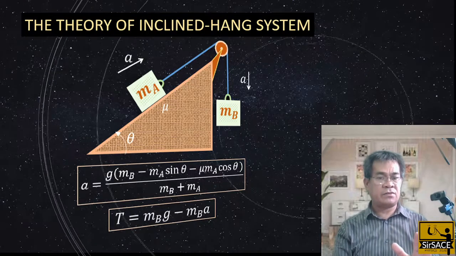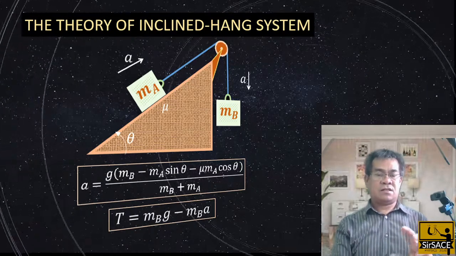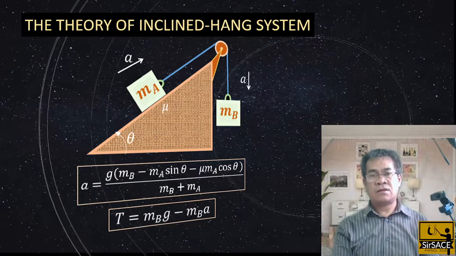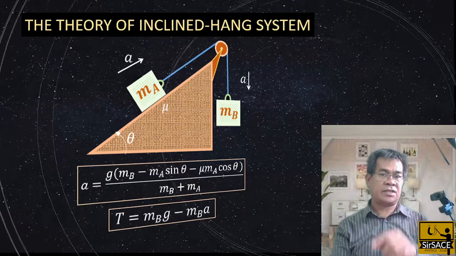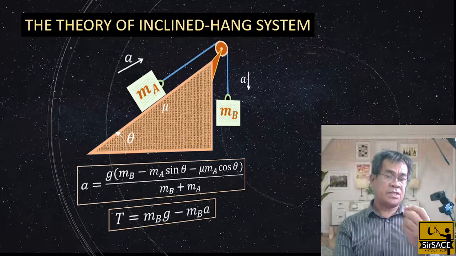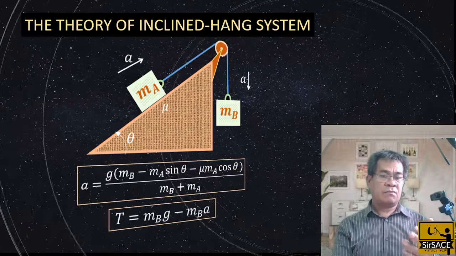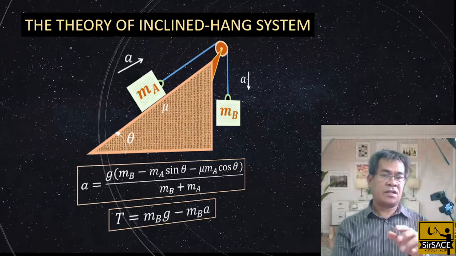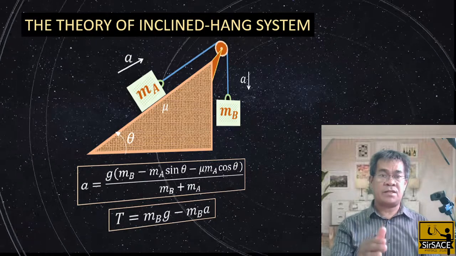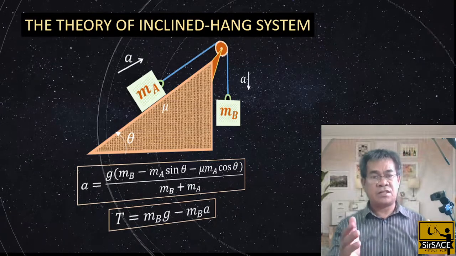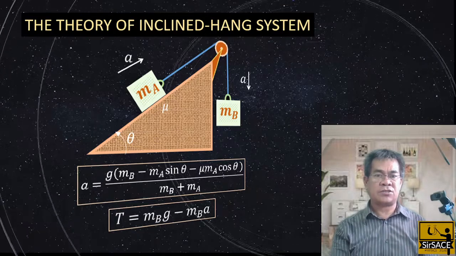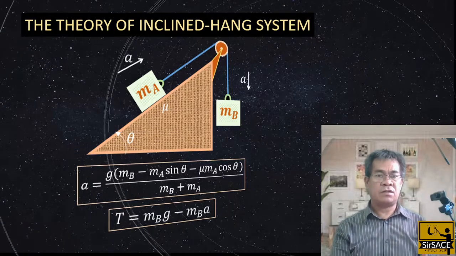We also derived the theoretical relationship for the tension in the cord. Remember that we have the string, or the cord, connected to the two objects, and it passes through a frictionless pulley. The theoretical tension can be calculated by multiplying the mass of the hanging object times the Earth's gravitational acceleration minus the acceleration of the system. These are the theoretical solutions of the inclined hang system. Remember that we need the acceleration and also the tension of the cord.